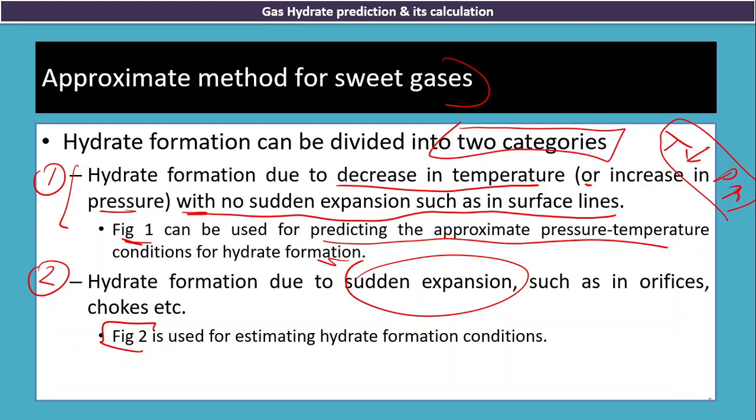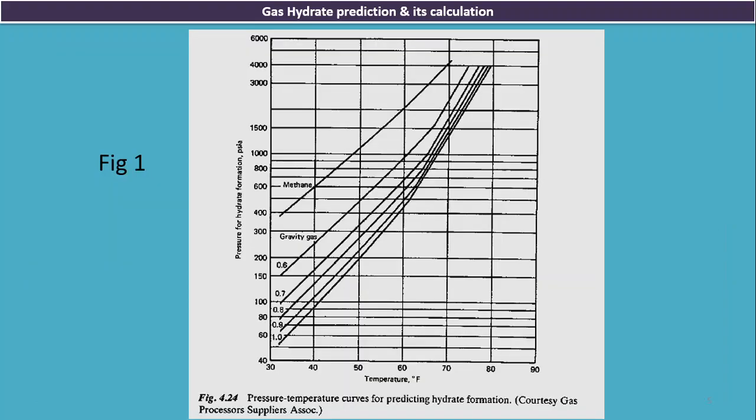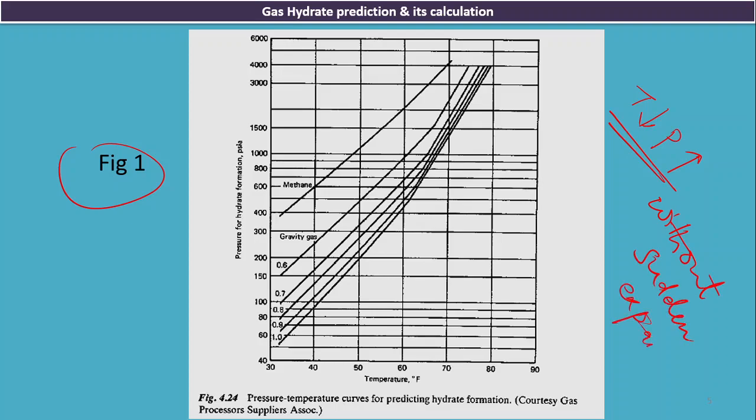So what are figures 1 and 2? Let us take these. This is figure 1. We use it where the pressure is increasing or temperature is decreasing without sudden expansion. If you see, the x-axis is the temperature, the y-axis is the pressure for hydrate formation, and these are the different gas gravities, that is, the composition. So pressure and temperature come in for predicting the hydrate formation.